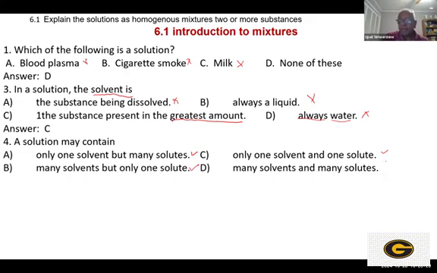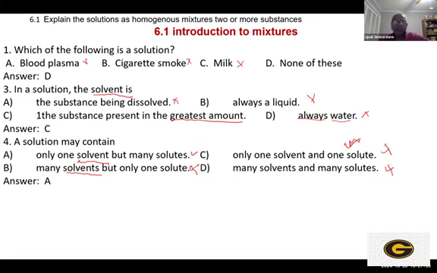Many solvents and many solutes. It cannot have many solvents. That is not always. I am confused here. "May" means not always. Many solvents, and that cannot be many solvents.